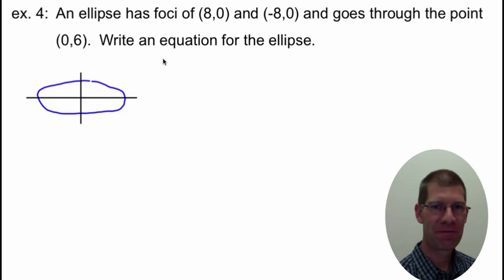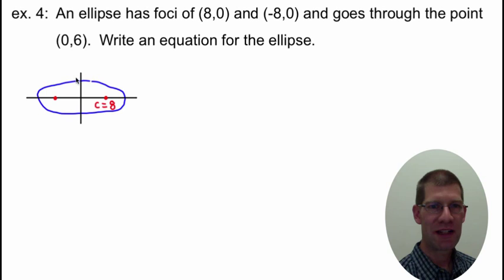Alright, so I have that. Now, what can we figure out from there? Well, the foci are going to be inside, so I'm going to put a dot right there for my foci, and figure out the letter. The letter is going to be C, and C then is going to be 8.